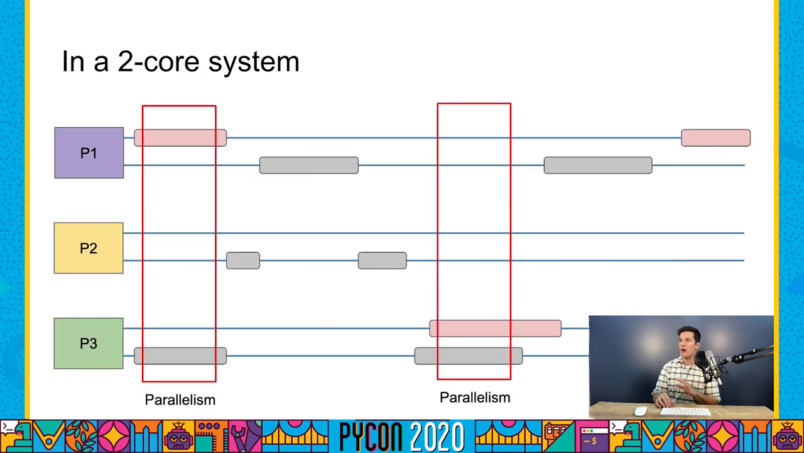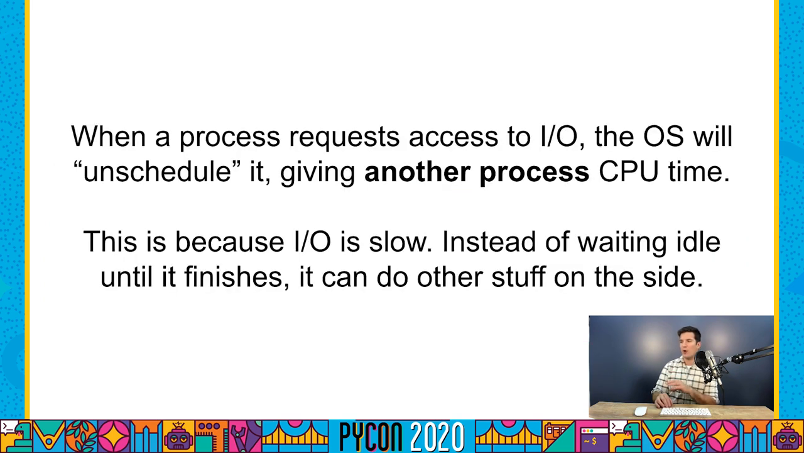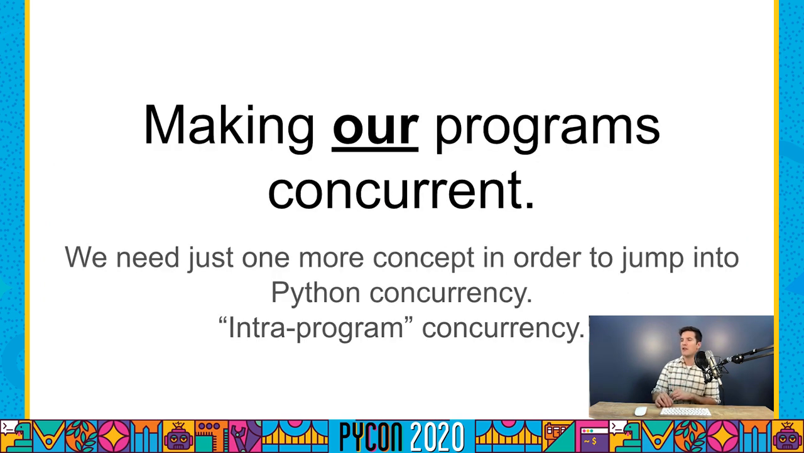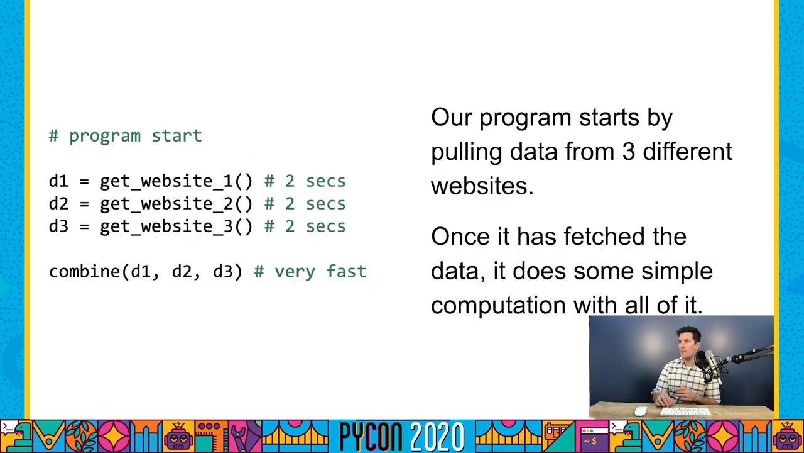So the first part of, we could say, intra-program concurrency is going to be working with threads. And that's what we're going to talk about right now. The objective, again, is going to be turning a sequential code into a potentially parallel code. So let's see an example.